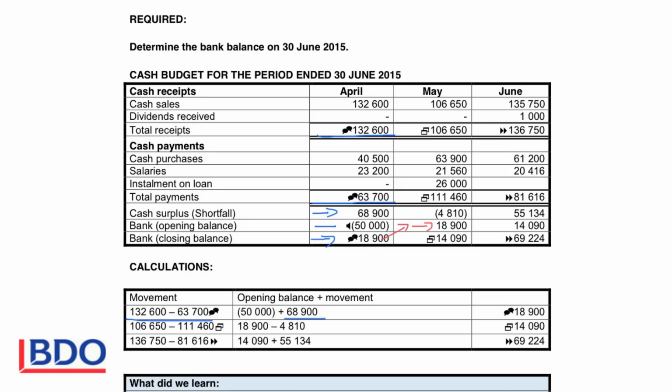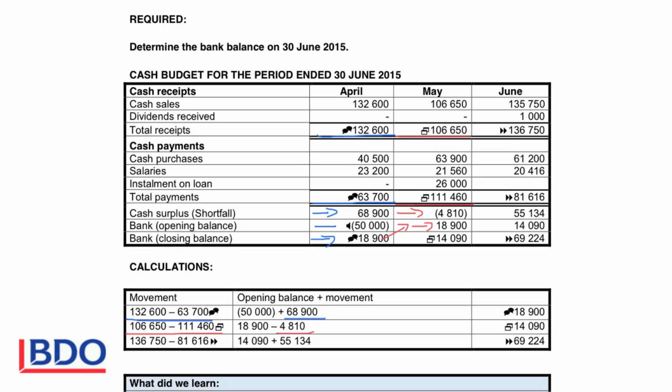If we look at the transactions, in May we received 106,650. The money that was paid out was 111,460. So we paid out more money than was deposited into the bank. If we subtract those two figures from each other, it gives me a negative 4,810. So now we've got a shortfall in May because we took more out than we had in the bank. So we will show the difference between the receipts and payments in brackets because it's a shortfall.